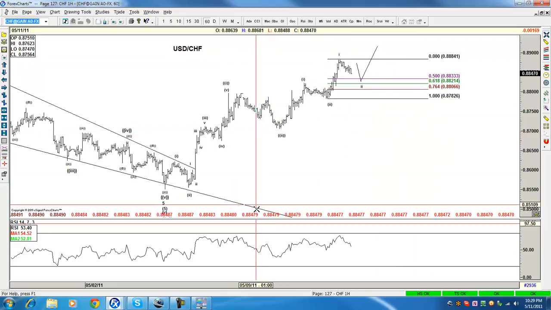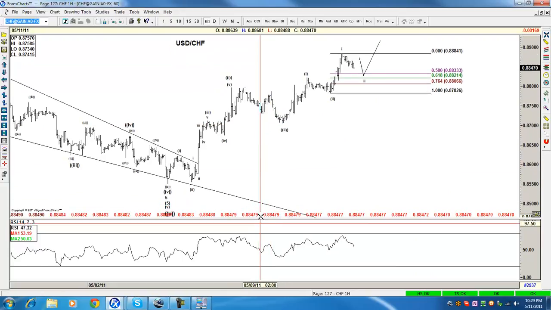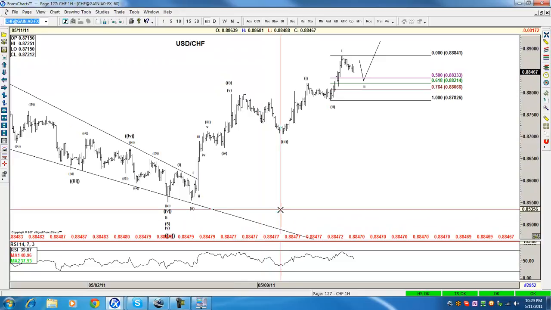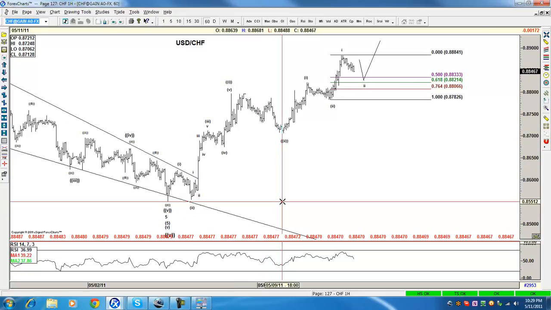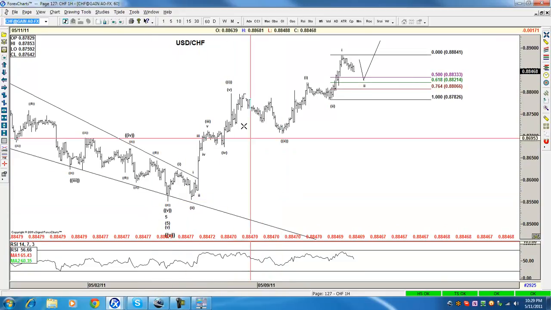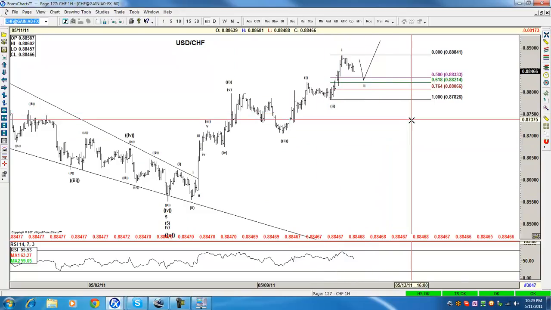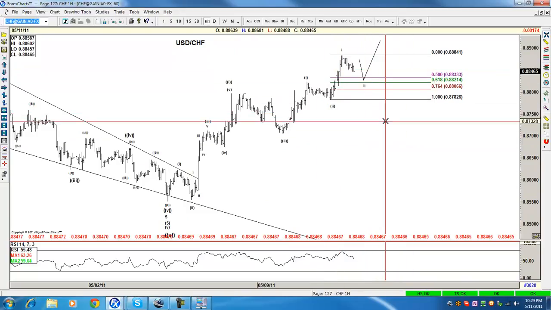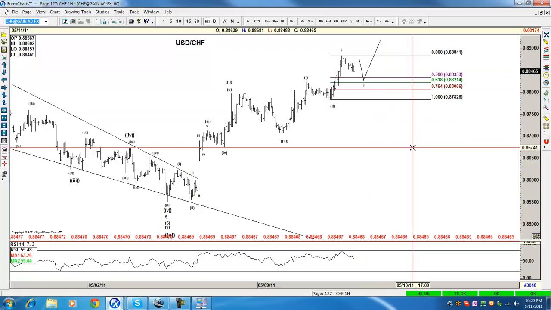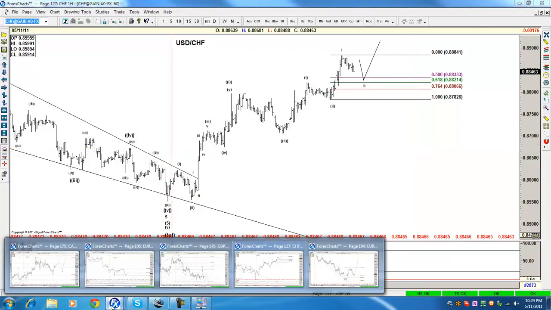Believe it or not, until we see the euro, which is 50% of the dollar index, erase the divergence, we're going to be finding ways to call alternative counts around a bounce that should happen in the dollar. That's the way that we believe it should be.